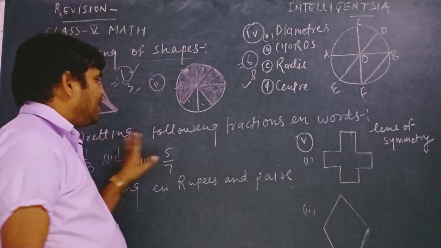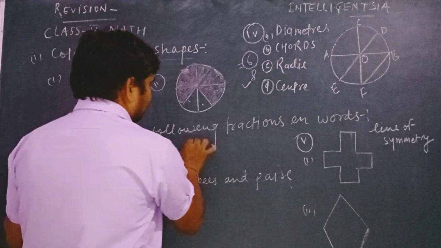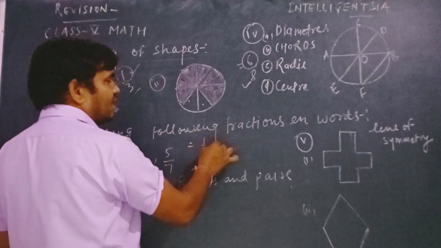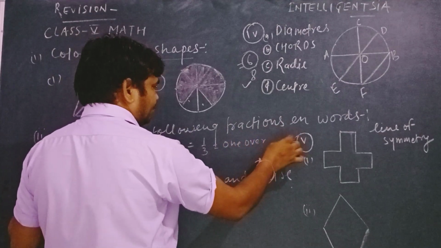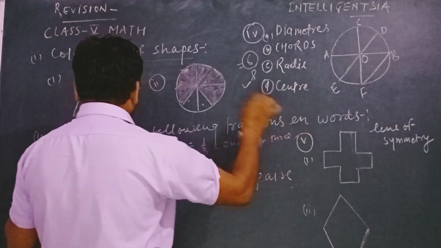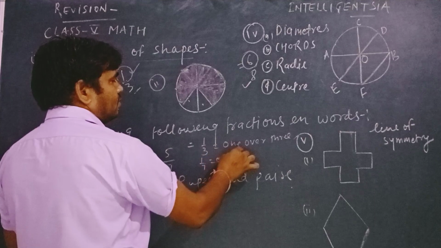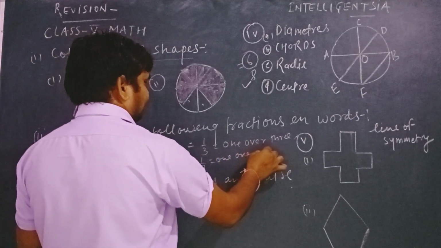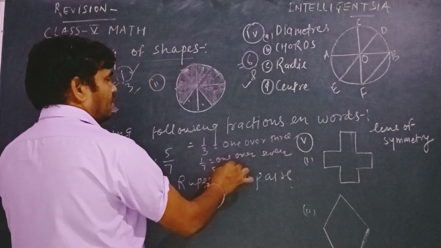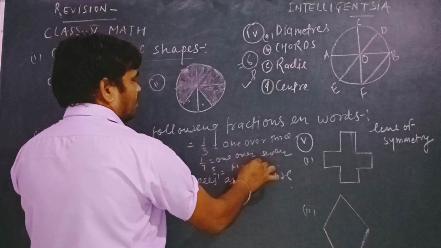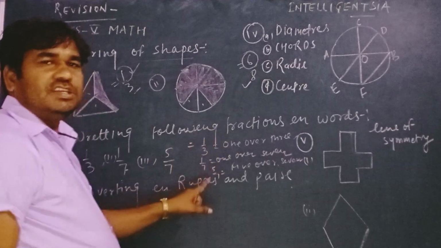After that we discuss writing the following fractions in words. So here is 1 3. 1 3 we write as 1 over 3. Then 1 7, we write 1 over 7. In the same way, 5 7 is 5 over 7. So you can write it this way.